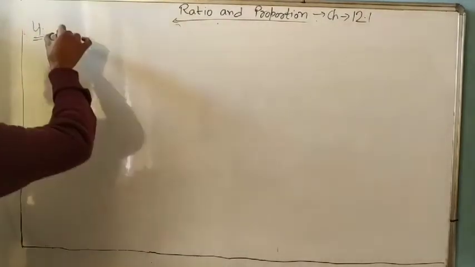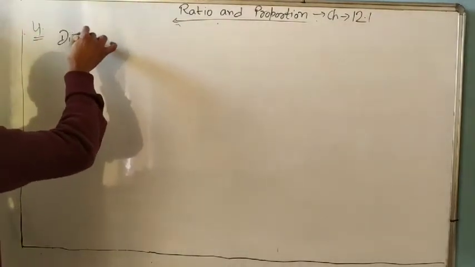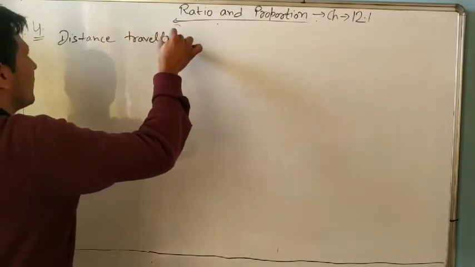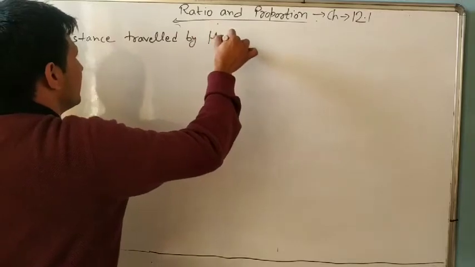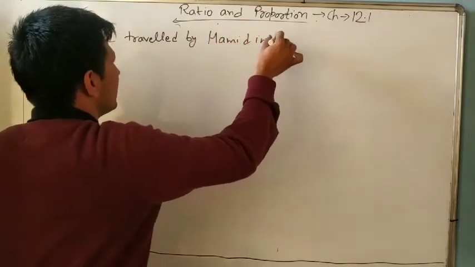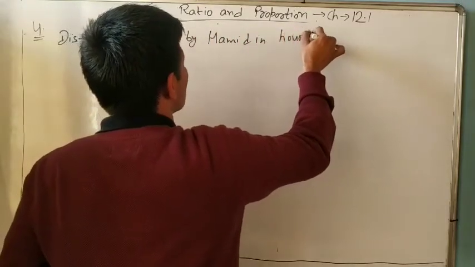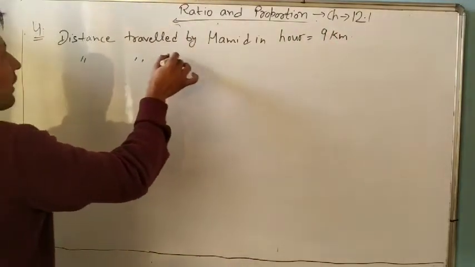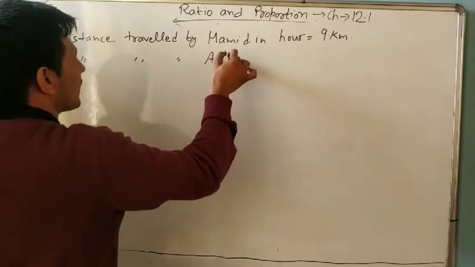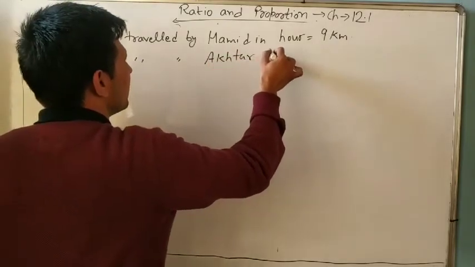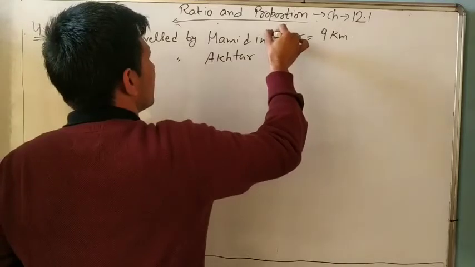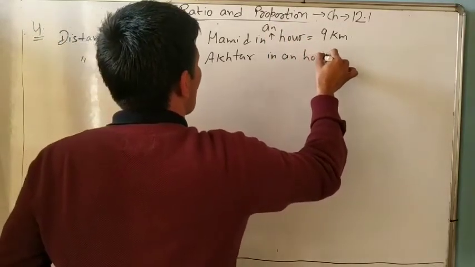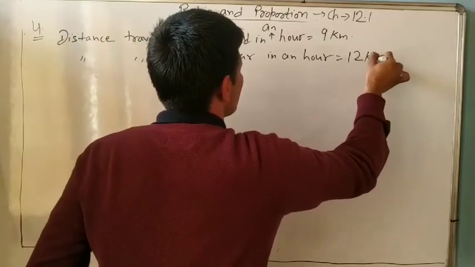To write first, distance traveled by Hamid in 1 hour. How much? 9 kilometers. Distance traveled by Akhtar in an hour. How much? 12 kilometers.